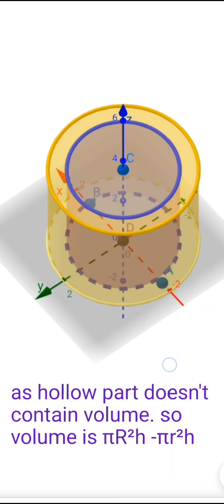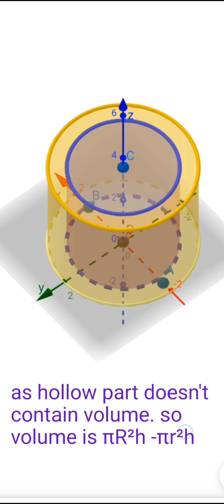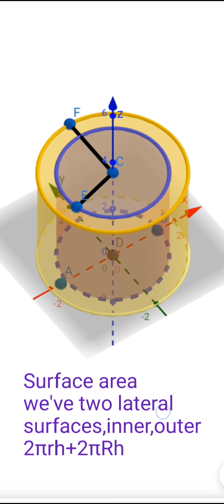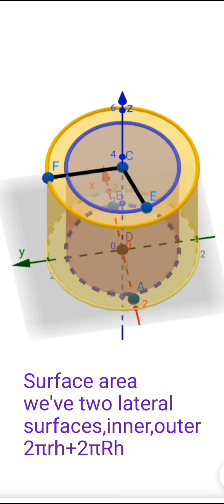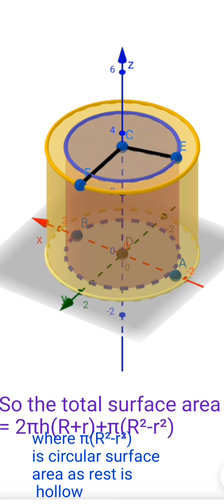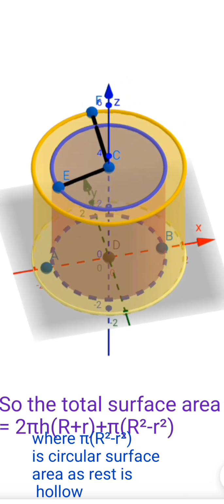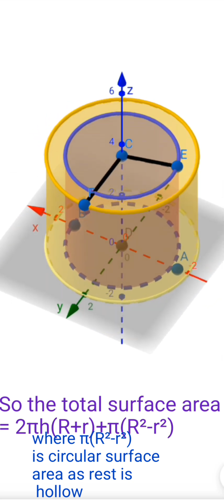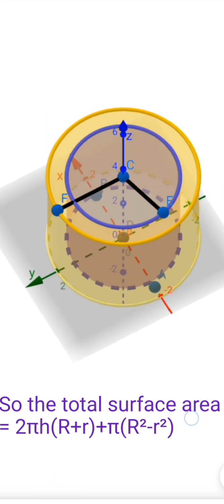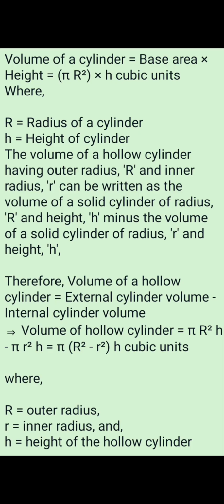For volume, first we find out the volume with respect to outer radius, then with respect to inner radius, and then subtract. And for surface area, we add both the surface areas of inner and outer surfaces. And for total surface area, we add to this the circular surface area also, which is pi times capital R square minus small r square, because the rest part is hollow. Examples of hollow cylinders are pipes, straws, etc.